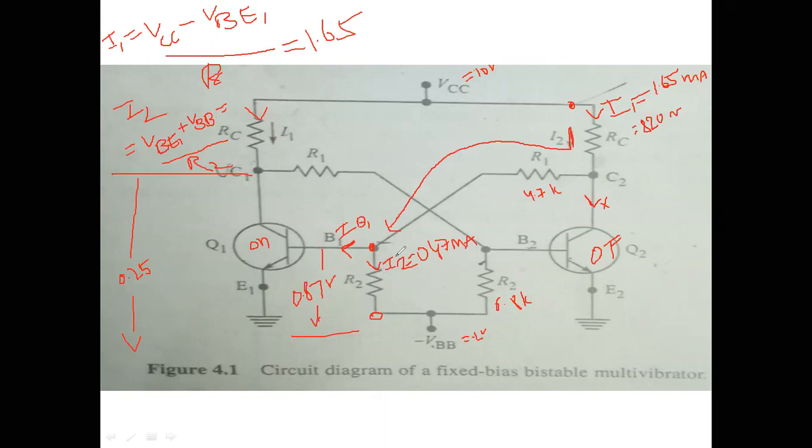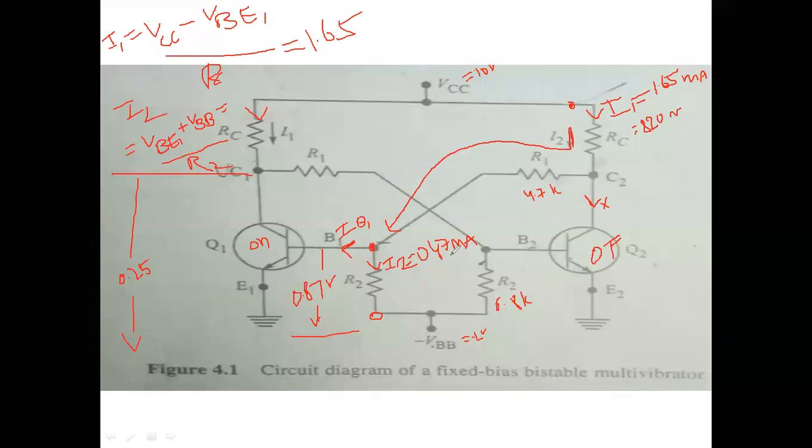Once we know I1 and I2, we can find out IB1. IB1 is I1 minus I2, because I1 is the current entering and these two are leaving. So I1 minus I2, that is 1.65 minus 0.47, and so you get the IB1 current.